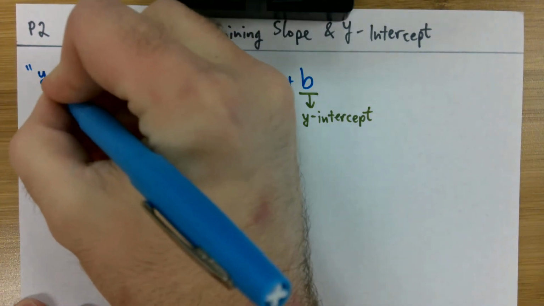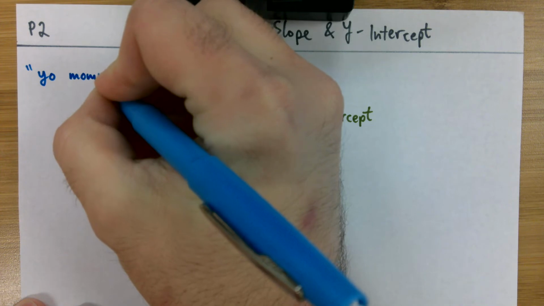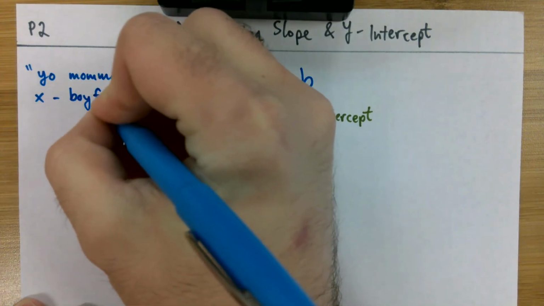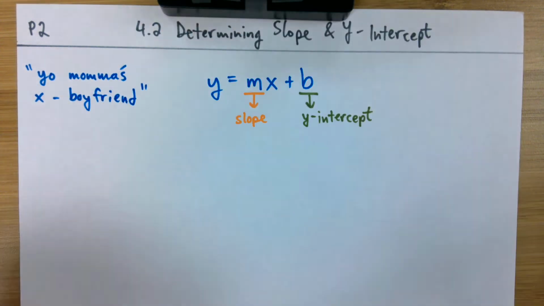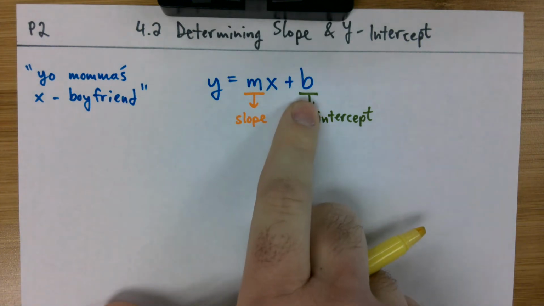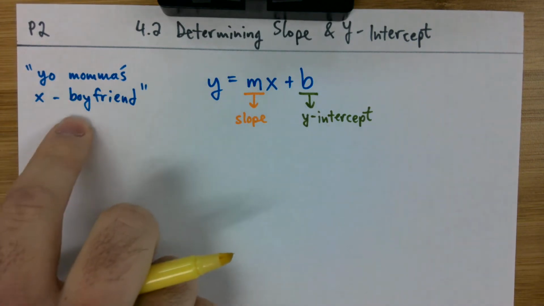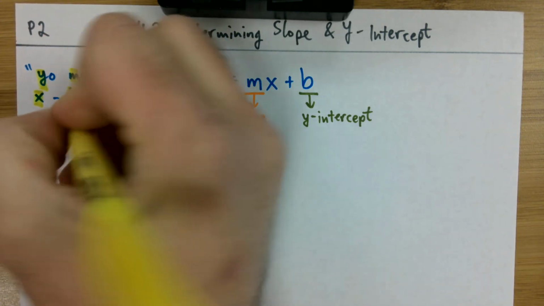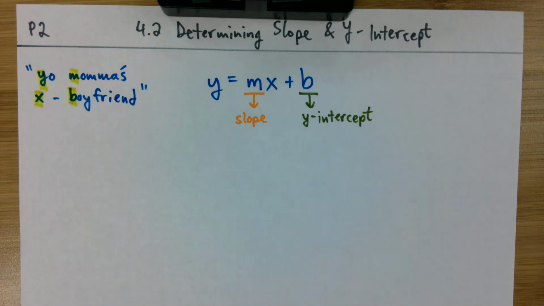It is yo mama's ex-boyfriend. All right? So, this is how we're going to remember this formula, folks. Whenever we have to deal with a linear equation, all you have to do is think about yo mama's ex-boyfriend, right? Y equals mx plus b. Y, mx, b. That's the order for this equation.